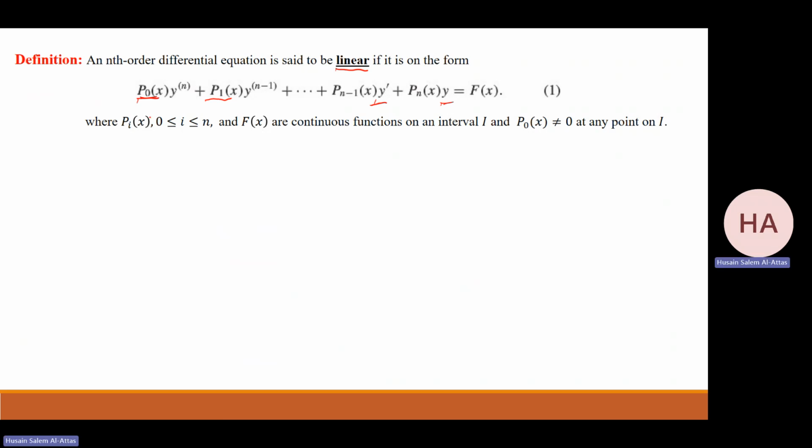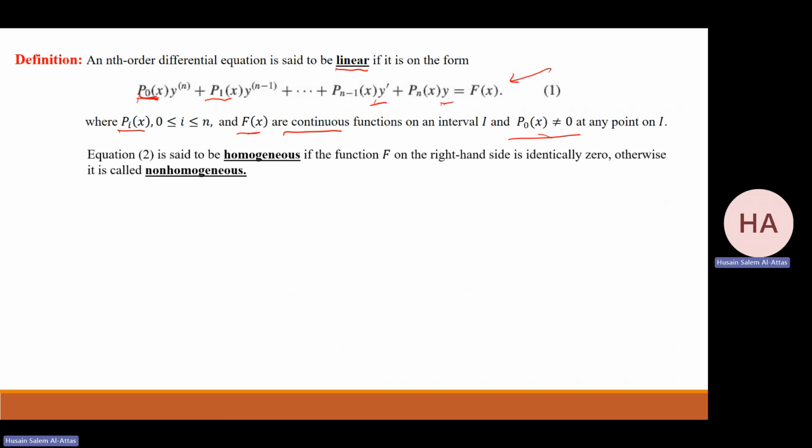And these functions should be continuous, and also the right-hand side. Okay. And b0 of x is not equal to 0, because if it is equal to 0, then it will not be nth order. It will be an (n minus 1)th order differential equation. As I said, in this slide and the next few slides, we're talking about the terminologies to be sure that we understand them.